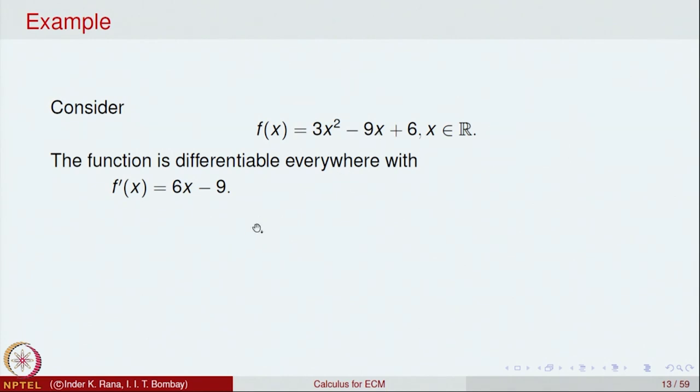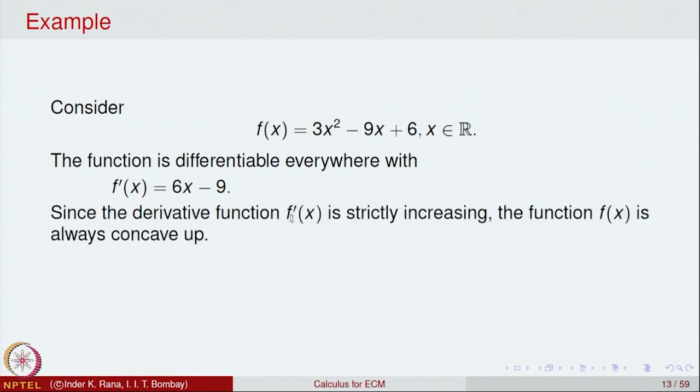Now to analyze local maximum and minimum, one used to put the first derivative equal to 0. We are not looking into that now. We are looking at whether f dash of x is an increasing or a decreasing function. So let us look at f dash of x, which is equal to 6x minus 9. So that means f is strictly concave upward, because the derivative function f dash of x is a strictly increasing function. How do you know?